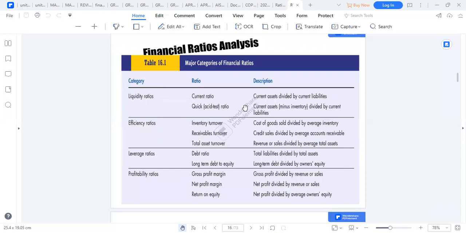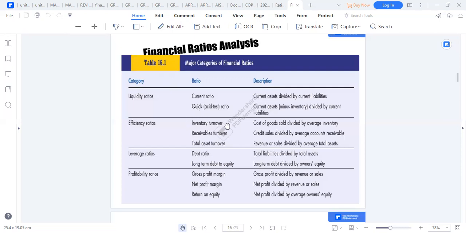Under liquidity, we have three. The current ratio, which is simply the current assets divided by the current liabilities. By now, you should be able to understand what current assets and current liabilities are. The quick ratio, which is simply the current assets, from which we subtract the stock, then divide by the current liabilities. Then we also have the cash ratio, which is simply the cash equivalents over the current liabilities.